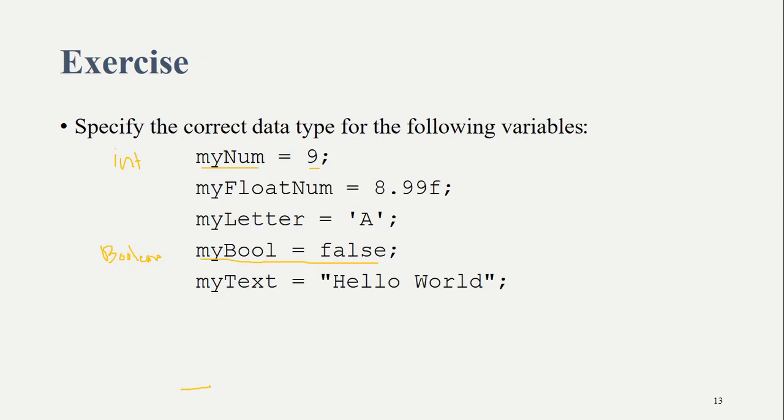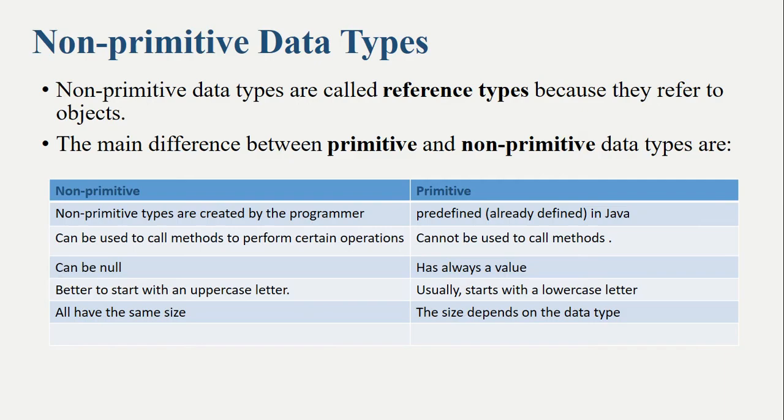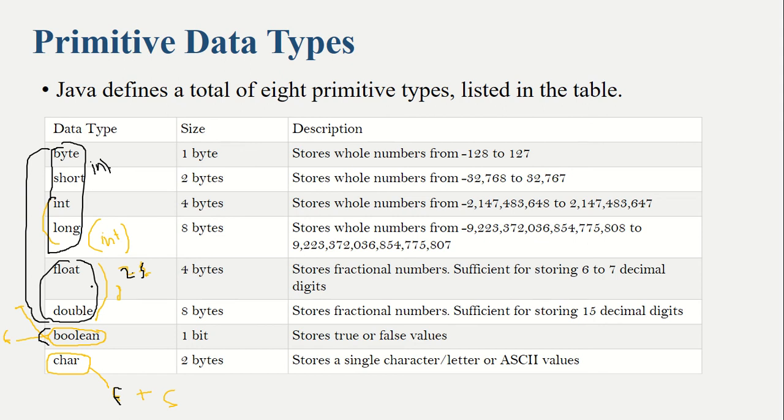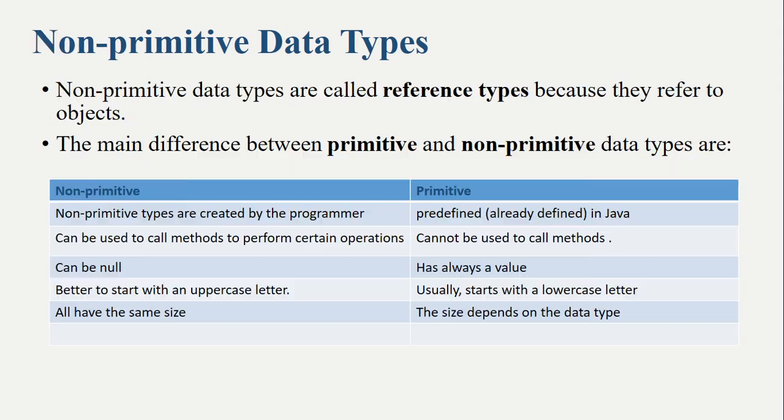This is an exercise for you. Specify the correct data type based on the value. For example, I solved two of them. I have my number equal to 9, which is an integer, so the data type is integer. And another one, my bool equal false. It could be false or true, so the data type is boolean. Try to identify the data type. Look at the table here and decide what is the best data type for it.